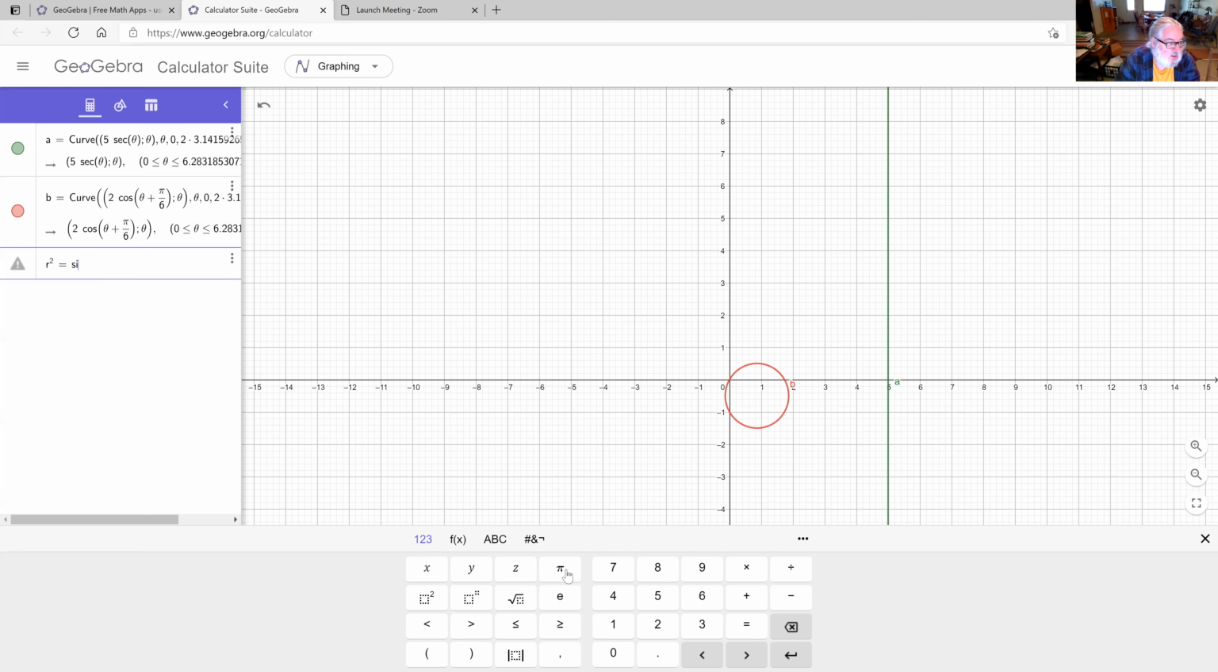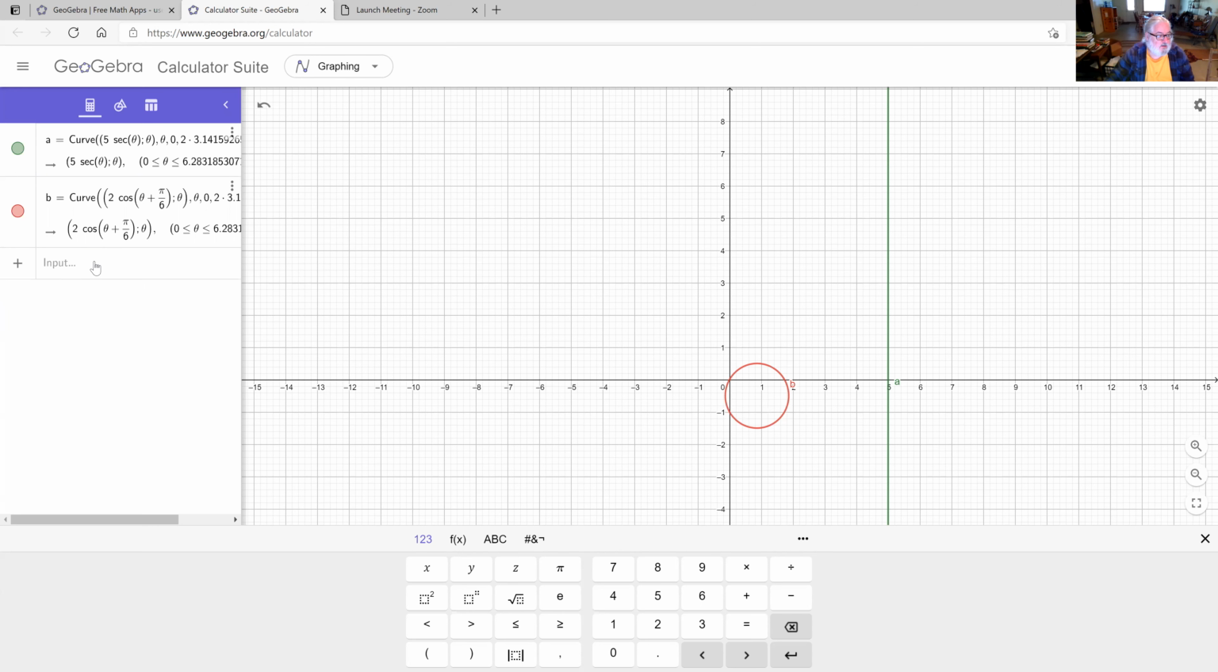Oh, it was r squared sine 2 theta equals 6, so I want r squared equals 6 divided by sine of 2 Alt-T. Is my equation. And if you try and enter it, it says, well, I don't understand what you mean by r squared. So it doesn't like the r squared. So we need to work on that a little bit.